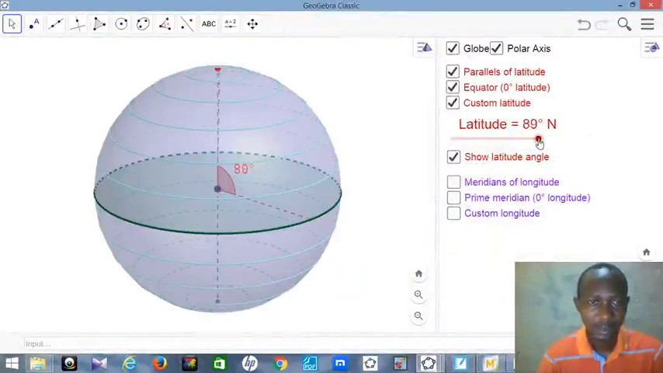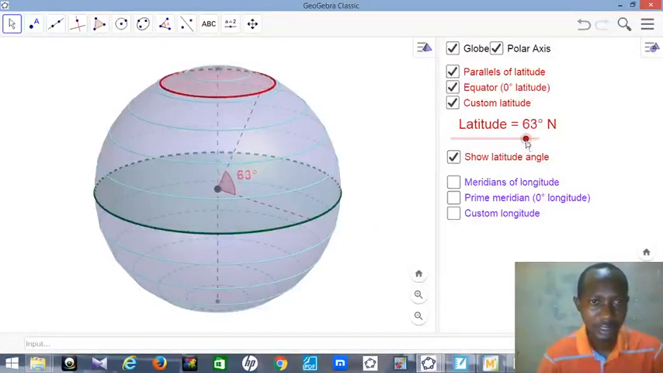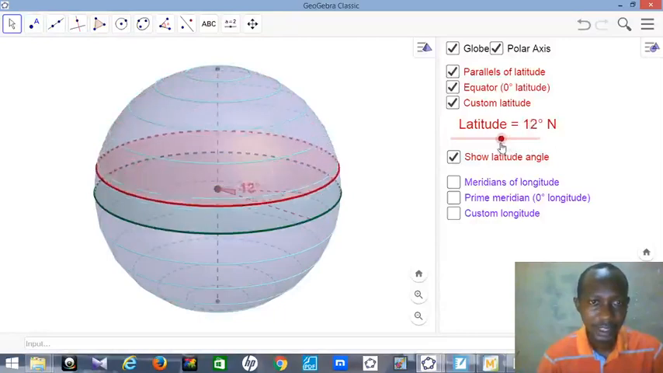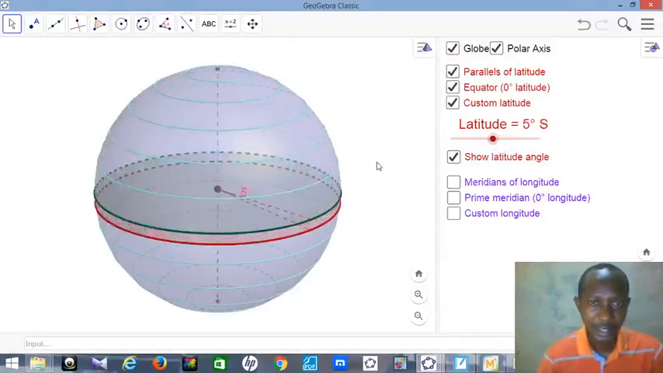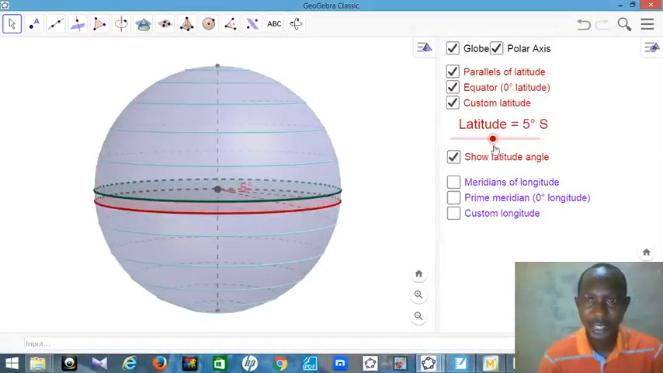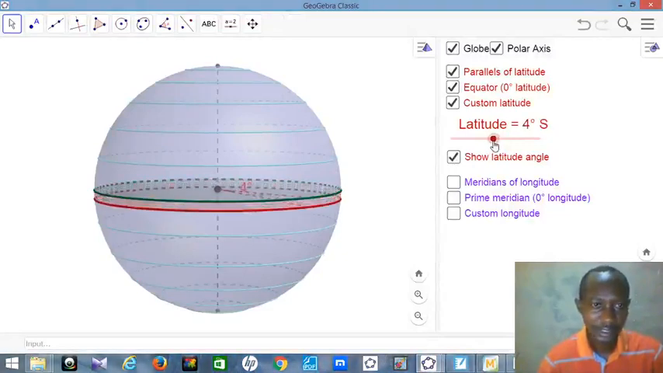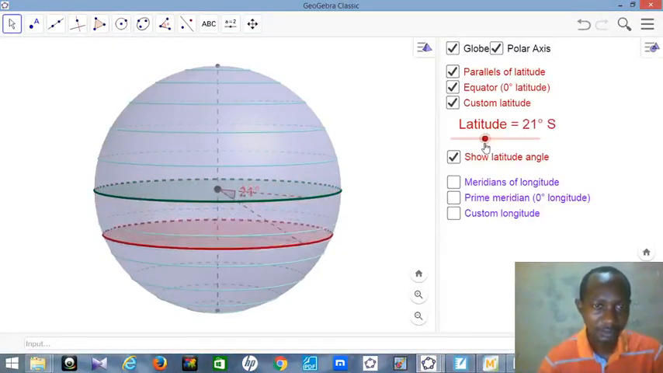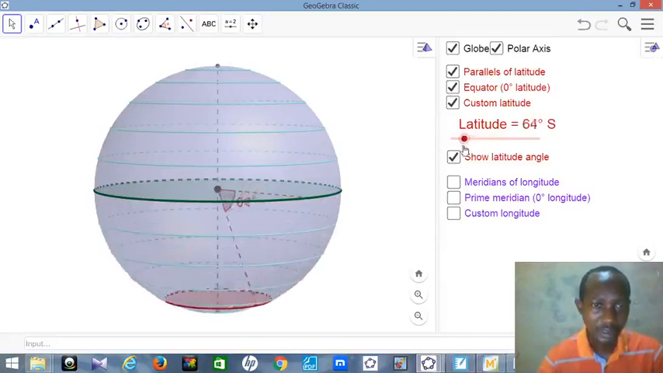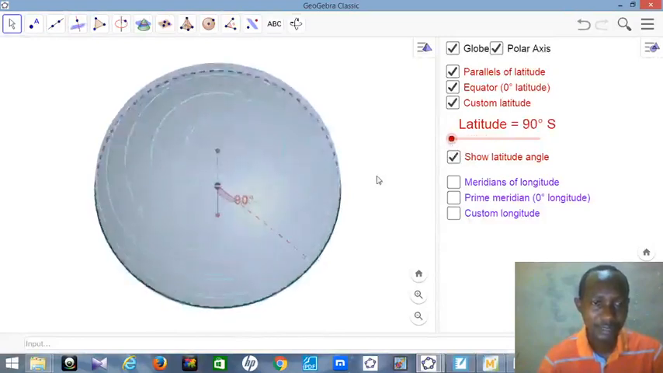Then as you keep coming down, you can see it's dropping: 78, 63 degrees north. It keeps going like that till you cross over to the south. See, immediately I cross over to the south, you can see it is 0 degrees. 1. You can see south is now going down, and it keeps going till it gets to 90 degrees south. So take note of that.